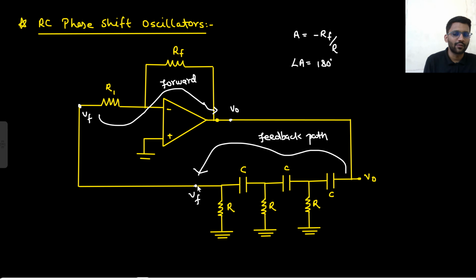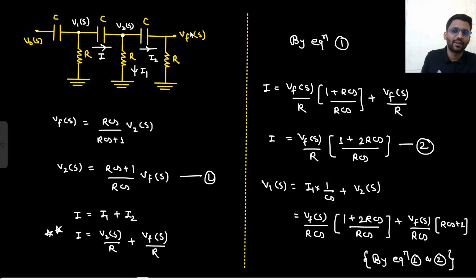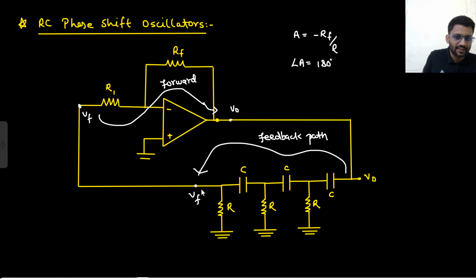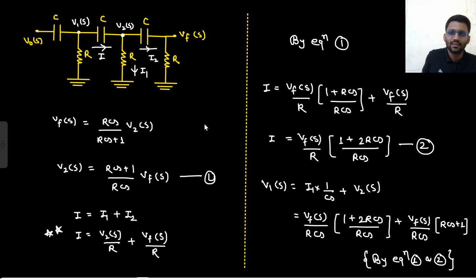So now your target is to find VFS by V naught S. So I can make this circuit something like this. This is my V naught S. This is my VFS. Say yes or no. From V naught S, CR is connected to VFS. So my target is to find VFS by V naught S.